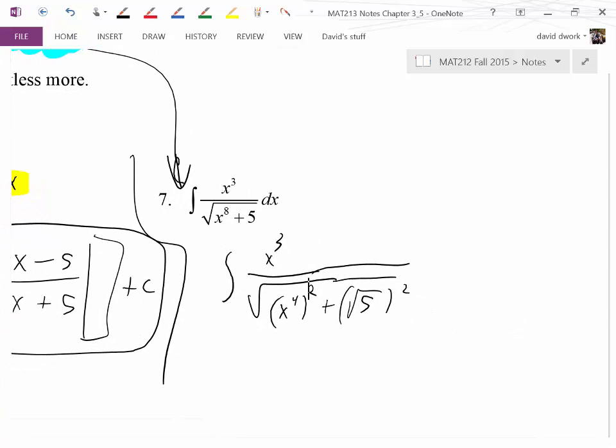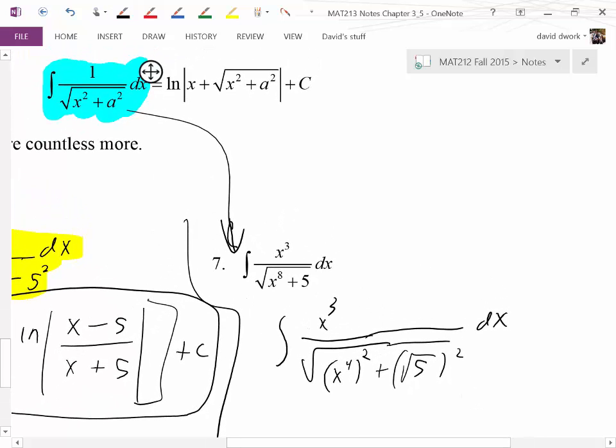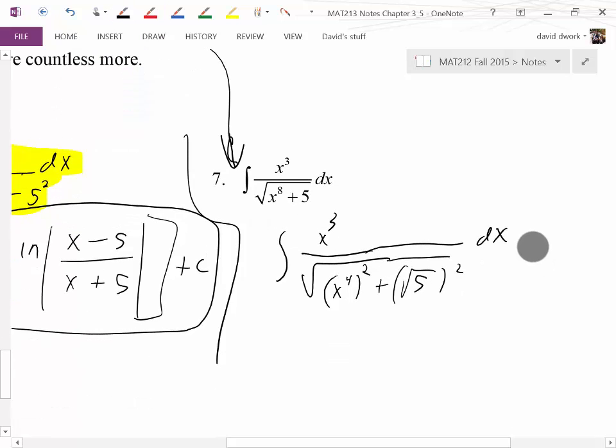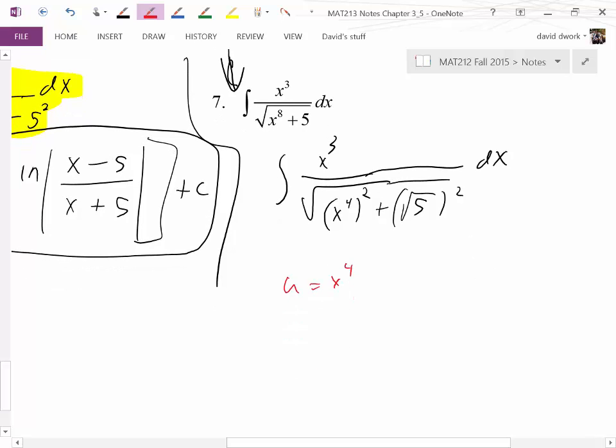But the problem, and then dx. But the problem is this doesn't fit our thing exactly. It can't have an x cubed in the numerator. It has to have a 1. Well, what if we do a little bit of u sub here? What if I let u equal x to the 4th? Well, because then the derivative of that would be what? du is equal to 4x cubed dx. Can I work with this a little bit? Let's see. Divide by the 4. So I have du over 4 equals x cubed dx.